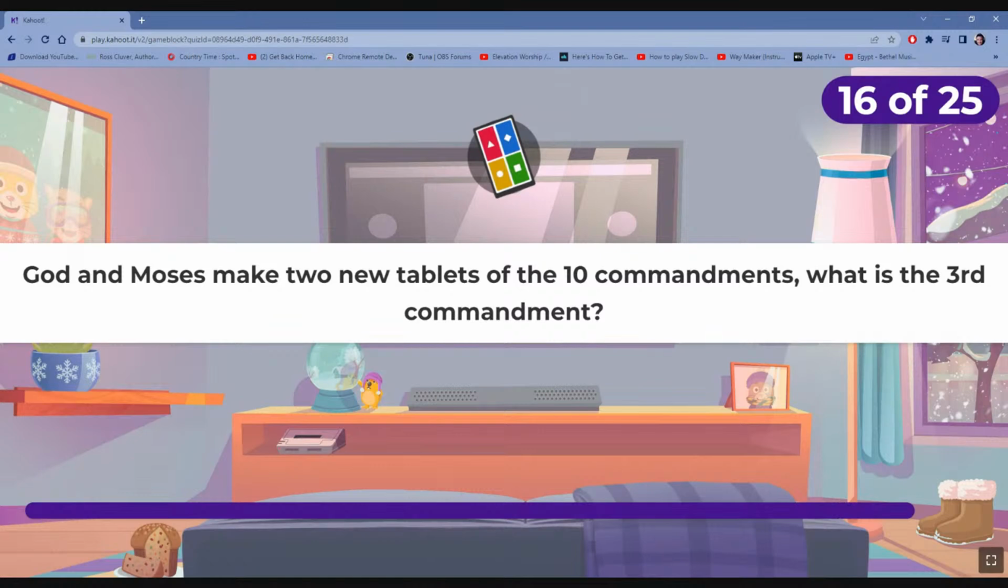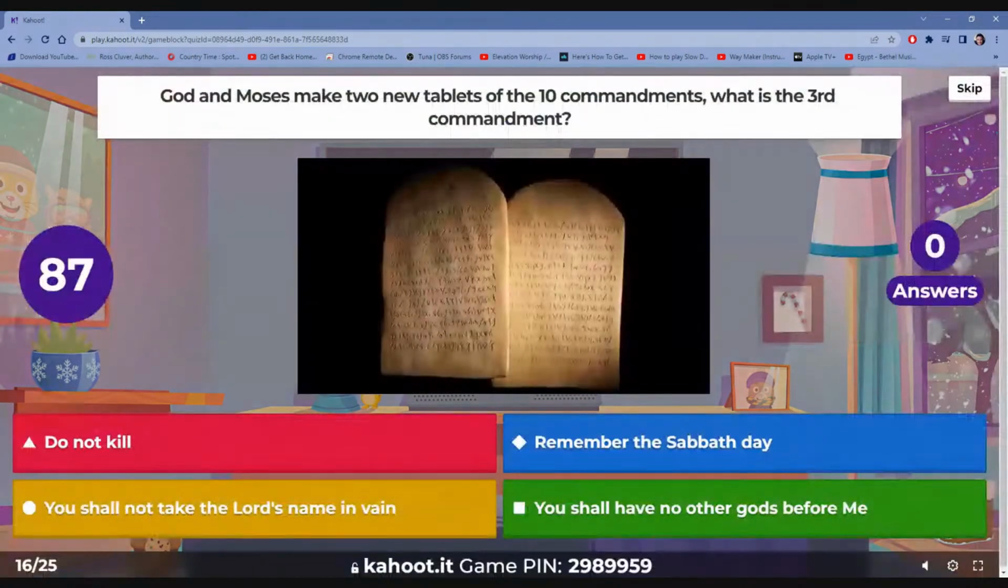God and Moses made 2 new tablets of the 10 commandments. What is the 3rd commandment? Red, do not kill. Blue, remember the Sabbath day. Gold, you shall not take the Lord's name in vain. Or green, you shall have no other gods before me.